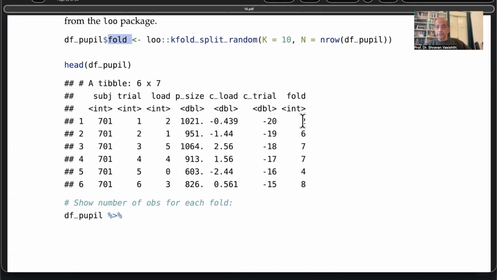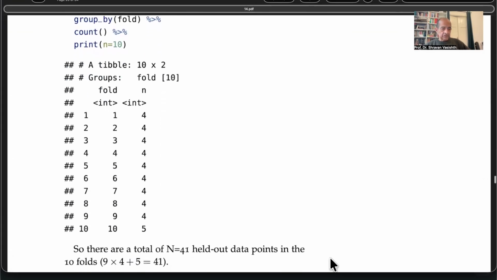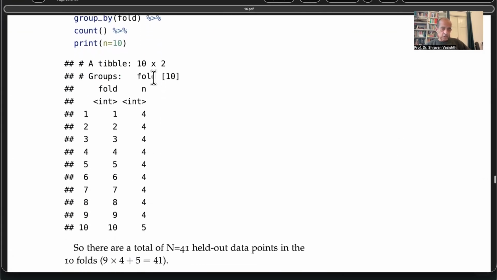In fold 2, there will be 4 data points held out, and the remaining data will be used for training. In fold 6, 4 data points will be held out, all the ones that are labeled 6 in the fold column, and the rest of the data will be used for training. The reason the 10th fold has 5 data points is that the total number of data points in the data set is 41. So we have 9 folds with 4 data points and 1 fold with 5 data points, and we end up with 41 data points being held out in total across the 10 folds.